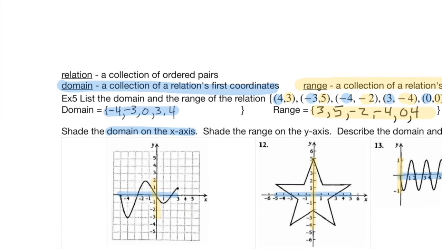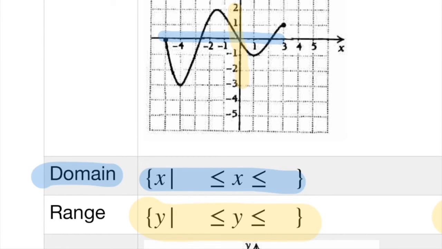The instructions say shade the domain on the x-axis and shade the range on the y-axis. We can write that the domain is all x such that they satisfy this condition: -5 is less than or equal to x is less than or equal to 3. And you can see the domain right here, from -5 all the way up to +3.